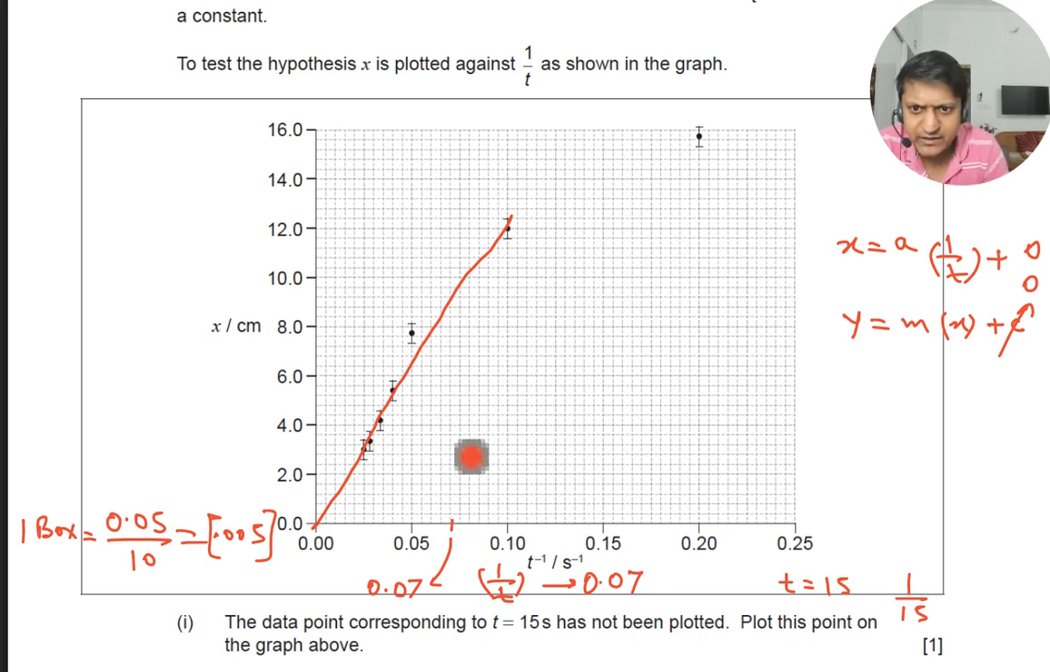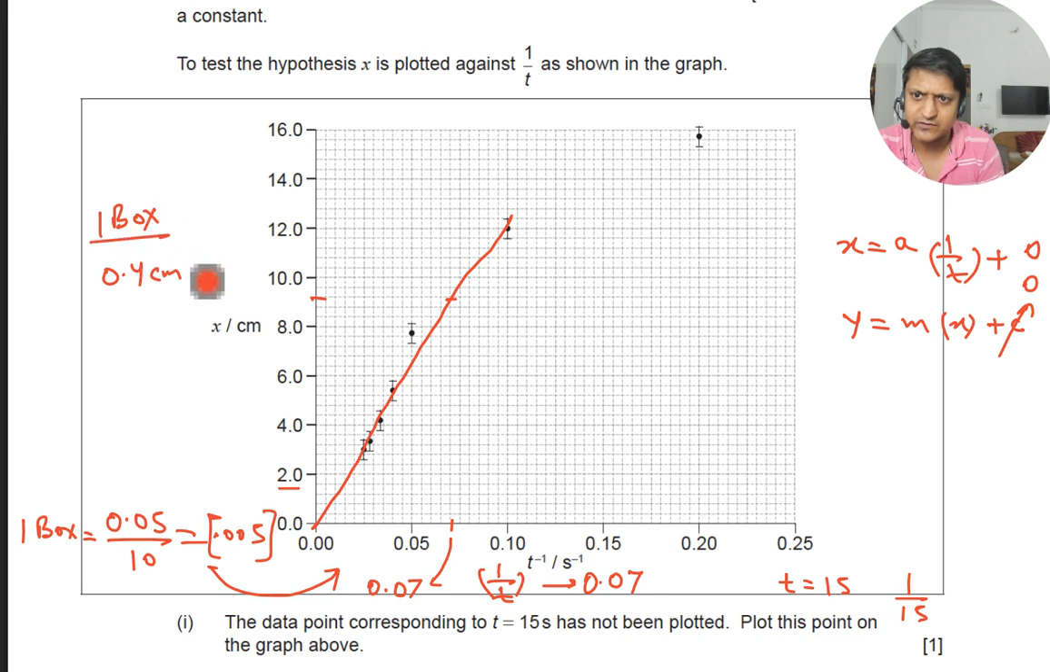Okay. So here it would be like this. So this will be like this. So it would be for here, like this was for this. Now on the y-axis we will see 1, 2, 3, 4, 5 boxes for 2. So it would be 0.4 centimeter, one box is equal to 0.4. So here this is 8.4, 8.8 and something, 9. So 9 will be this point.